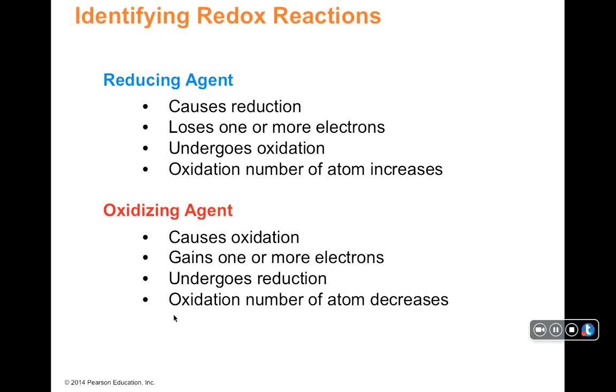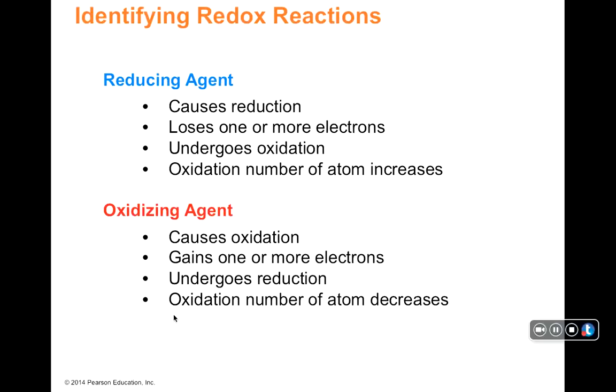Okay, a little bit more about defining redox reactions. What I usually tell students is to memorize one of these two charts because the other is just the opposite of one of these two halves. So it's up to you, or write it down on your sheet. A reducing agent is one that causes reduction, loses one or more electrons, undergoes oxidation, and the oxidation number of the atom increases.